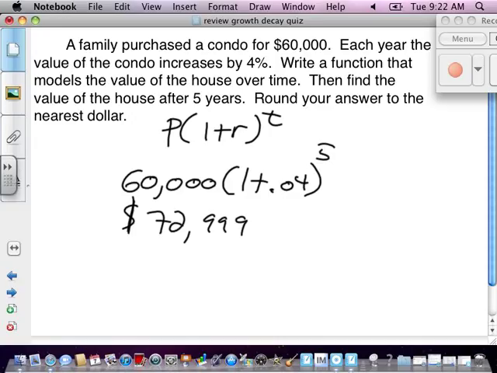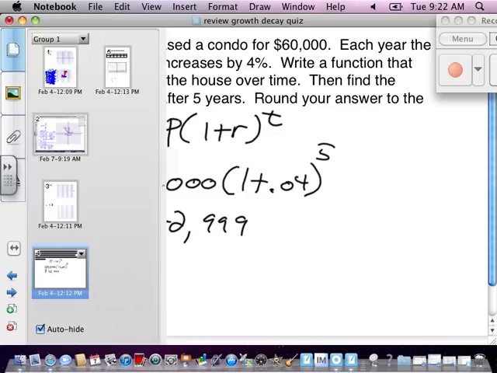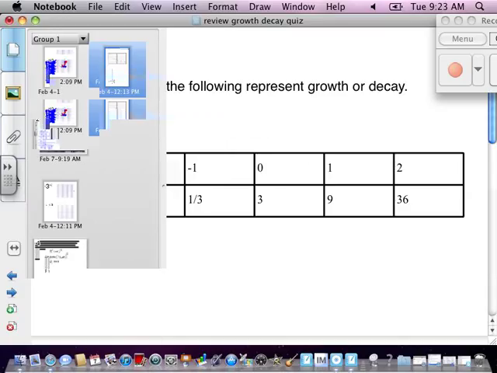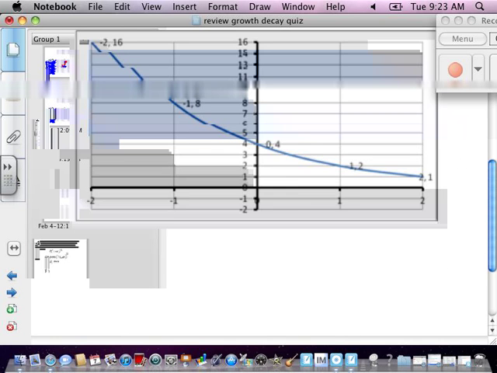Any questions about the story problem? Anybody else? Okay, let's turn and do those last 3. Okay, we're simply going to say whether it is growth or decay. So are these numbers getting bigger or smaller? So what is it, growth or decay? Is this graph growth or decay?